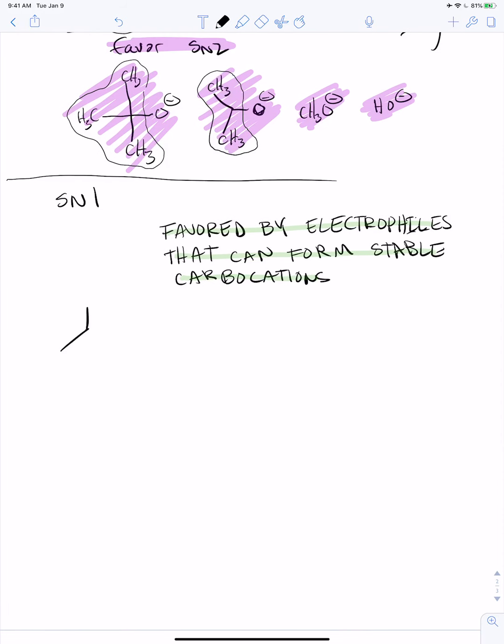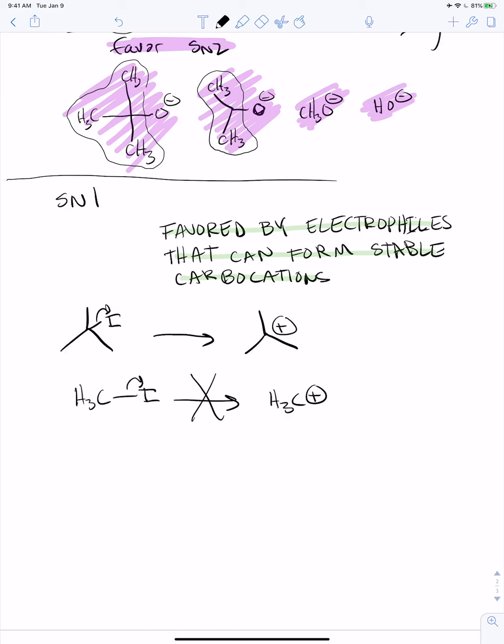So remember, our first step is to kick out the leaving group. And so this carbocation is going to be a lot easier to form than this carbocation. So this is so slow that it doesn't even really happen. Never observed.